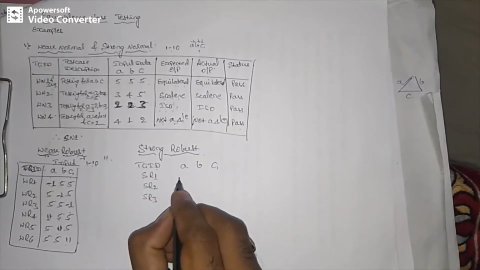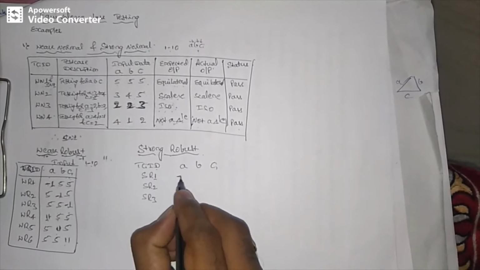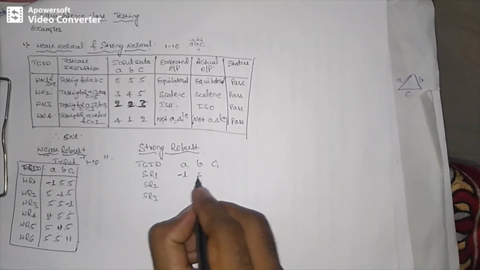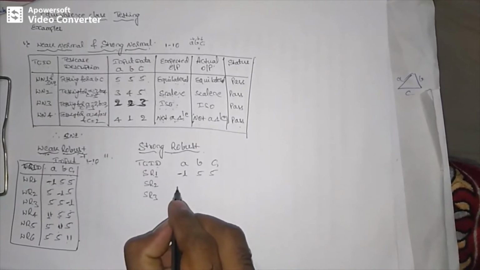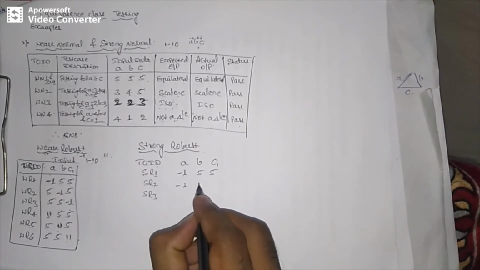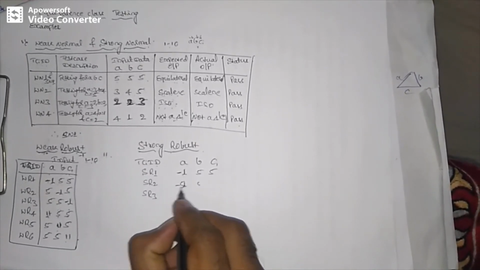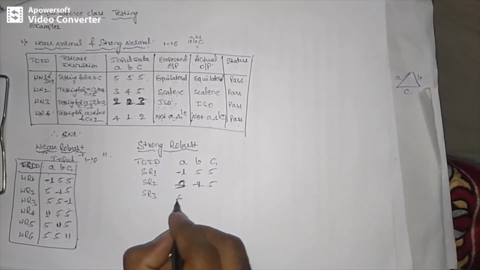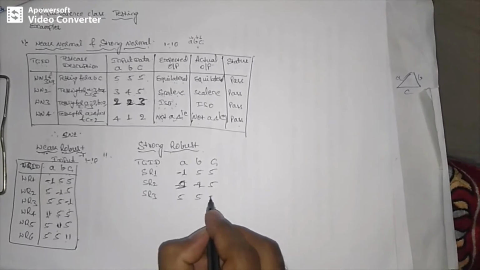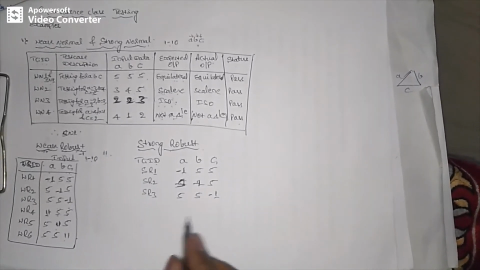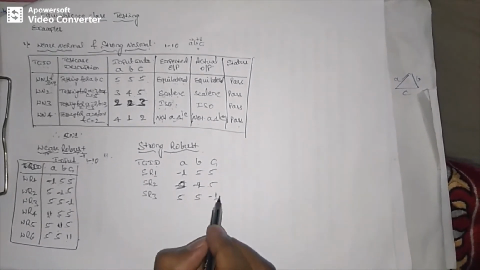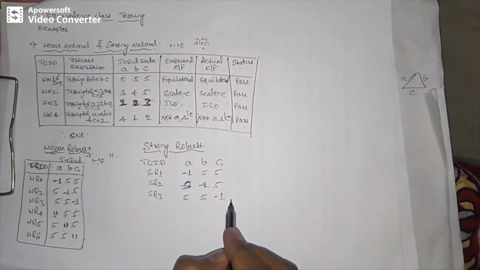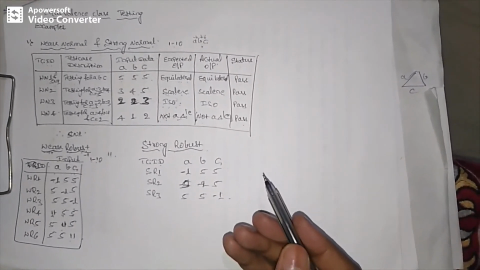Just I will write single fault assumption. You know the single fault assumption we have written in the weak robust: -1 5 5, then 5 -1 5, and the third test case will be 5 5 -1. So now you can see the single fault assumption is over. Then I need to move to the multiple fault assumption.